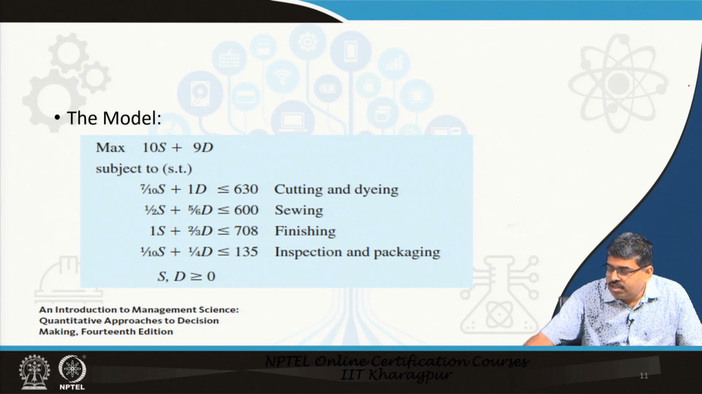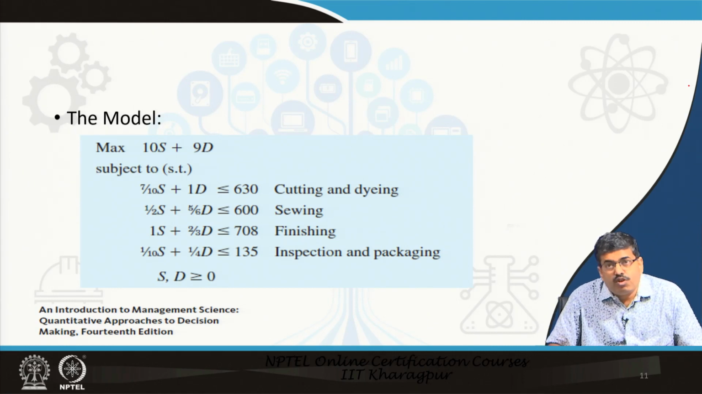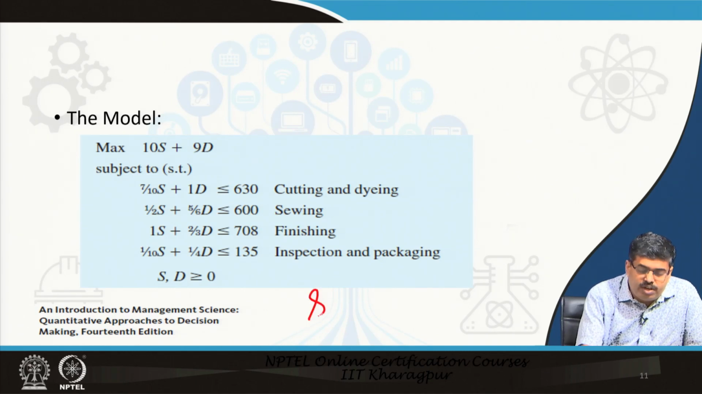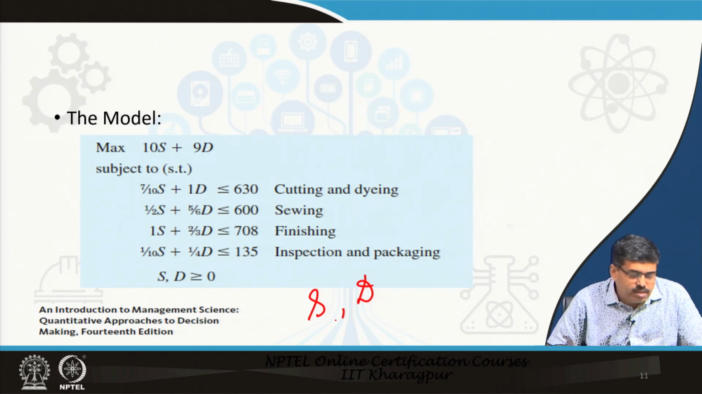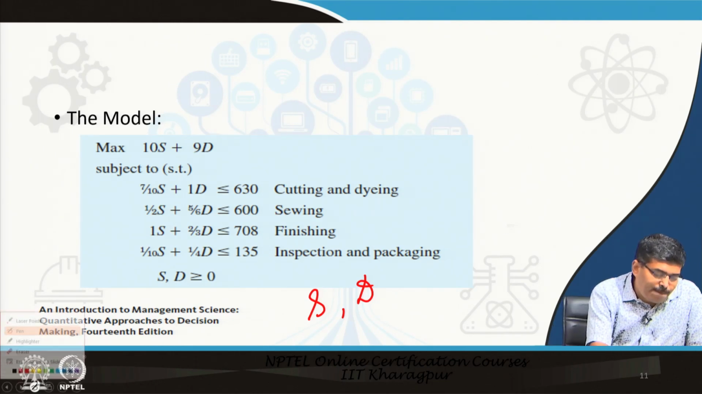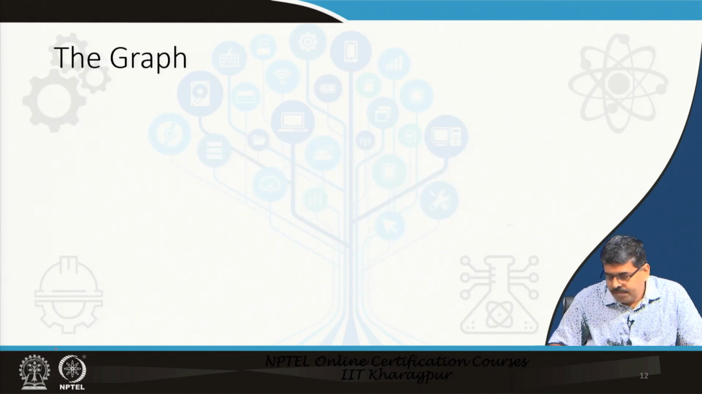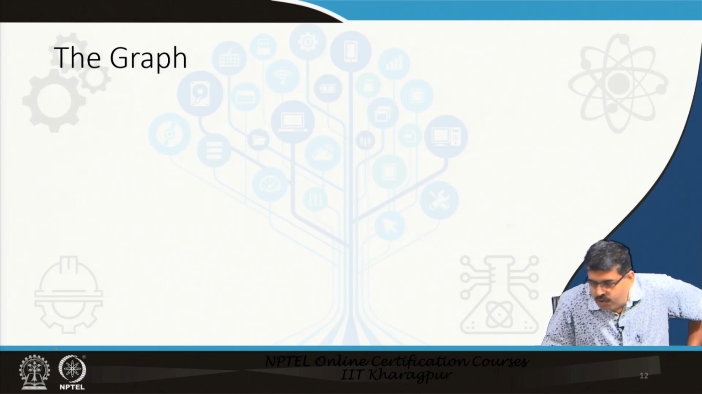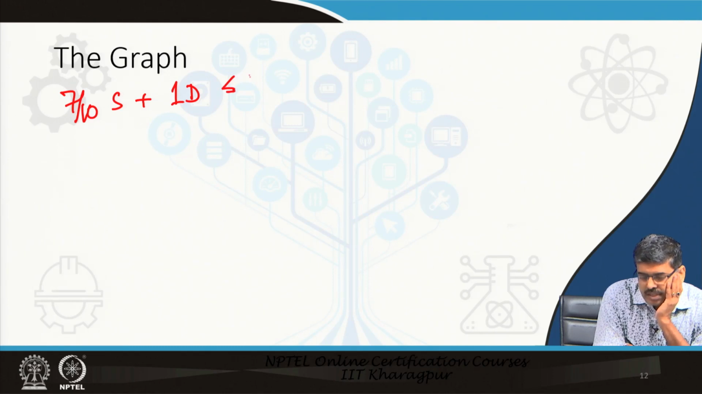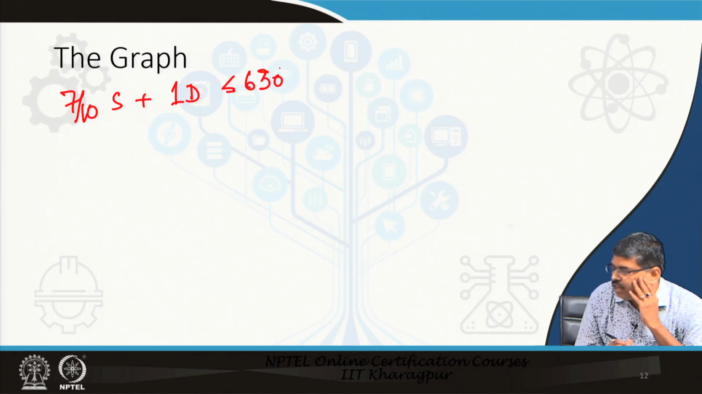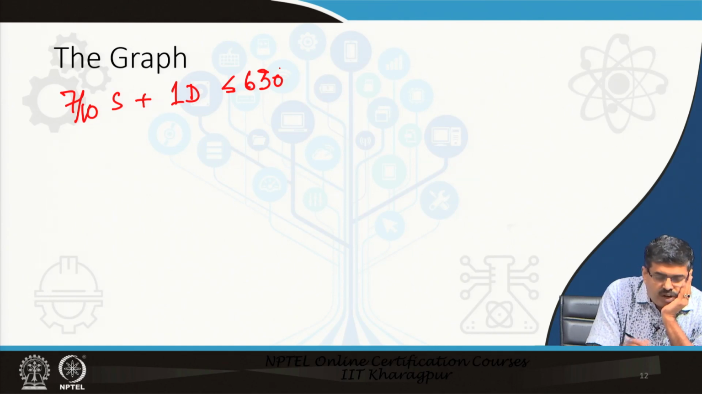Now, the question is how to solve this. How do we get the quantity of S and the quantity of D? How to solve this? Okay. So, let us now go through that. Yeah, the graph. Now, what was my equation? Let us take the first: 7/10 of S plus 1 D is less than or equal to 630, right?